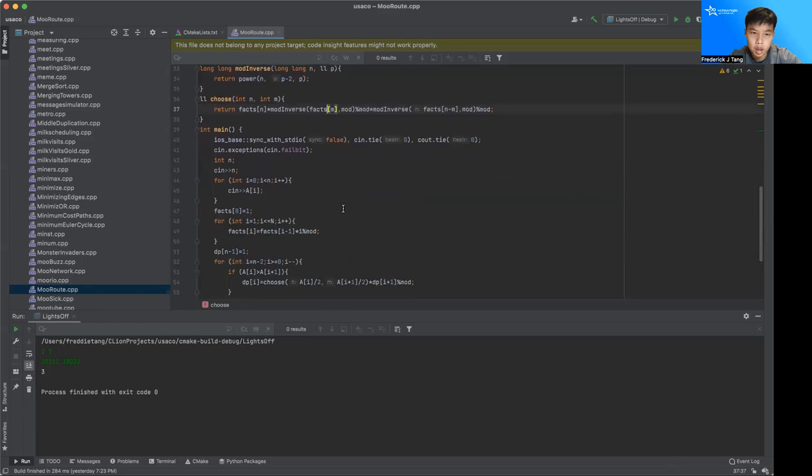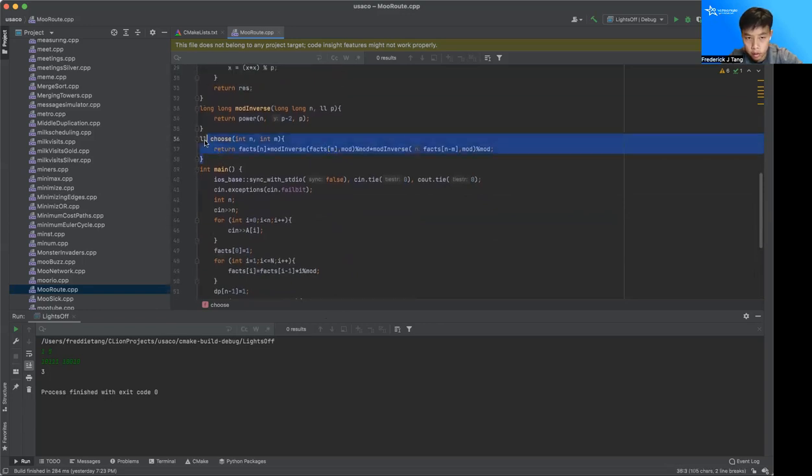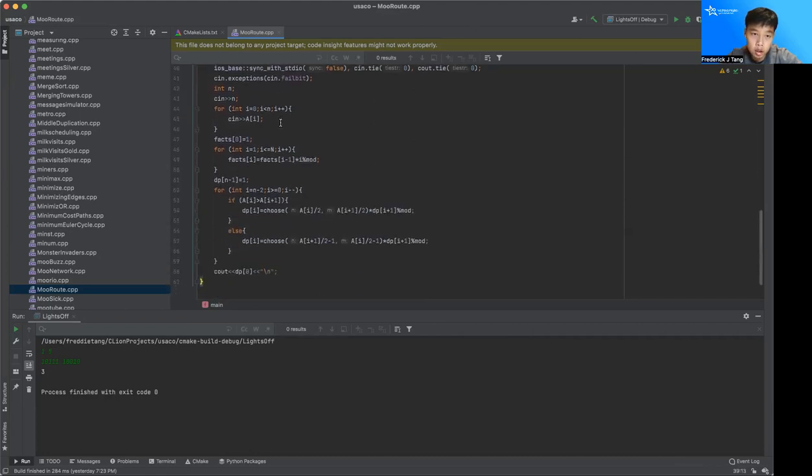It's very common. So this is my choose function. I have a modular inverse function, which is just from Fermat's theorem. So n choose m is fact n, where fact is my factorial, multiplied by the modular inverse of m factorial and the modular inverse of n minus m factorial. And so this is the entire code.